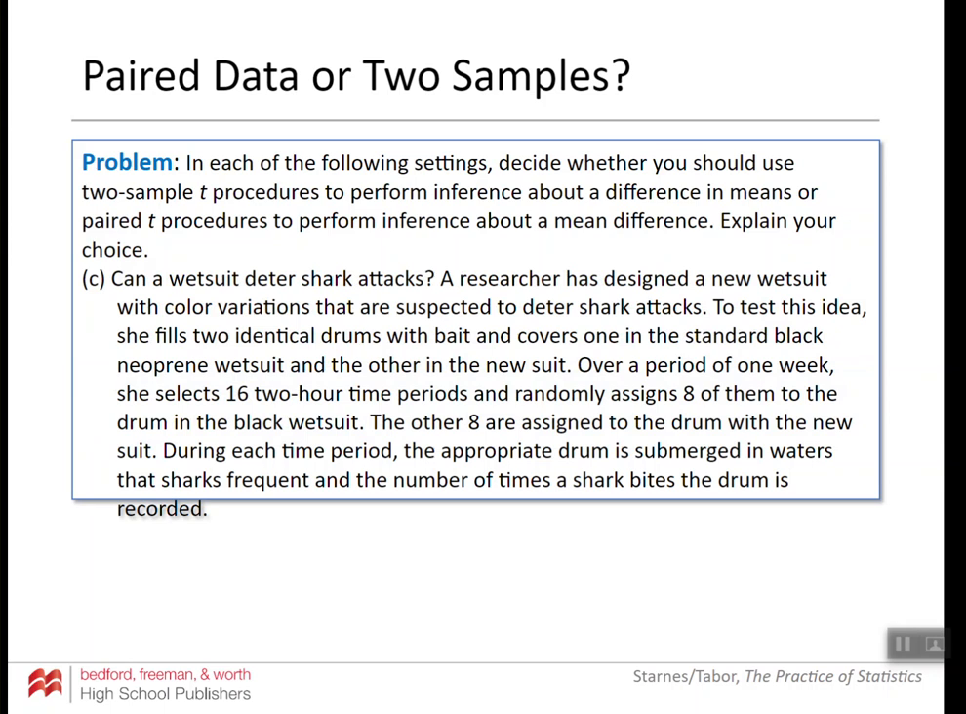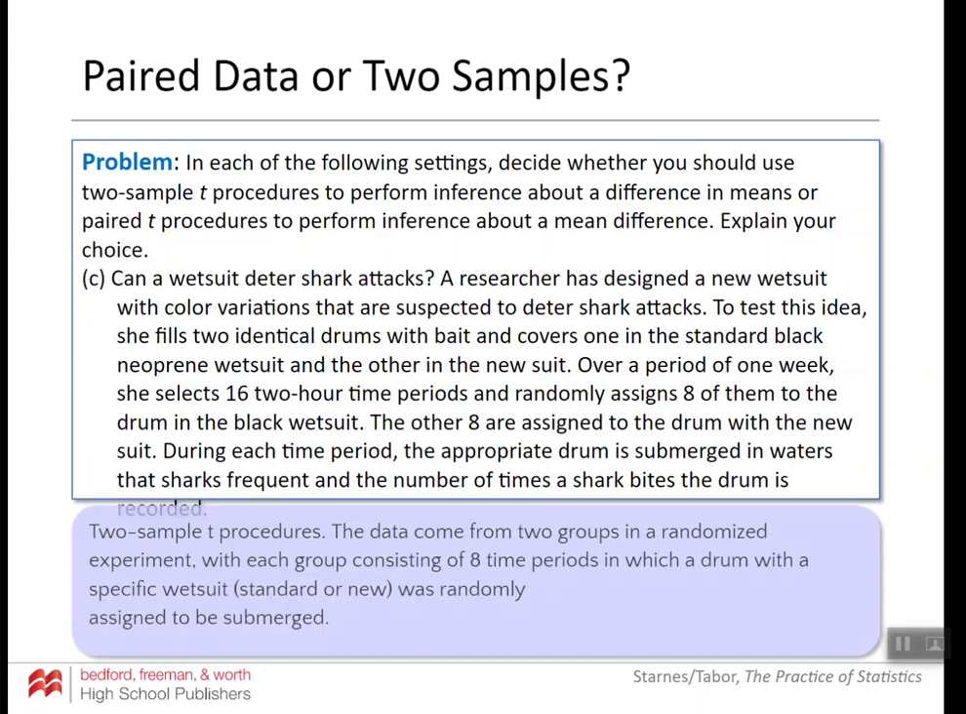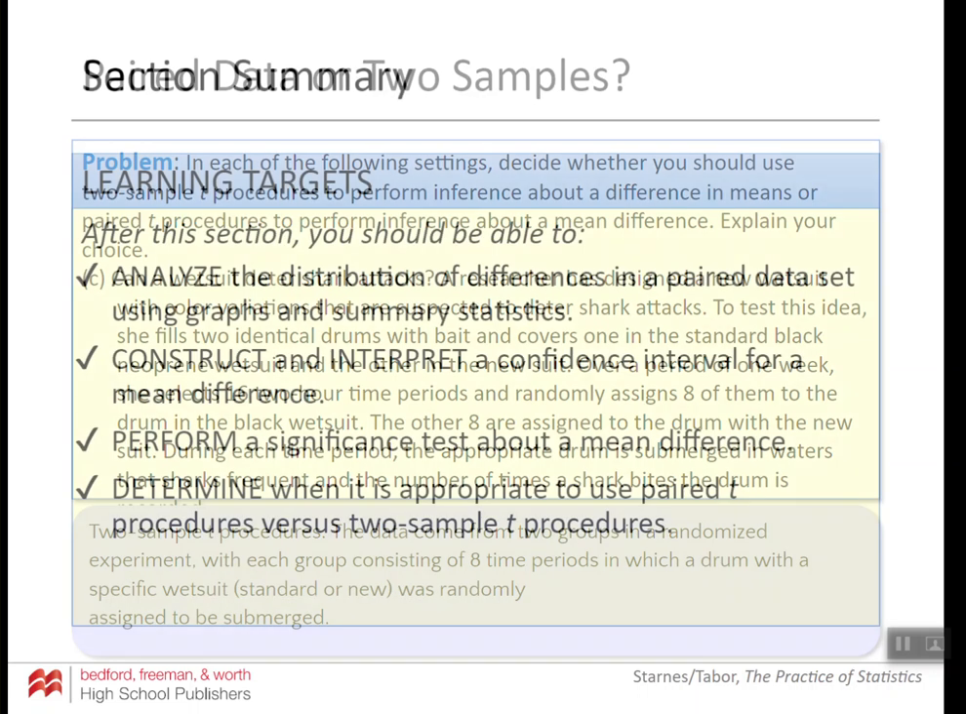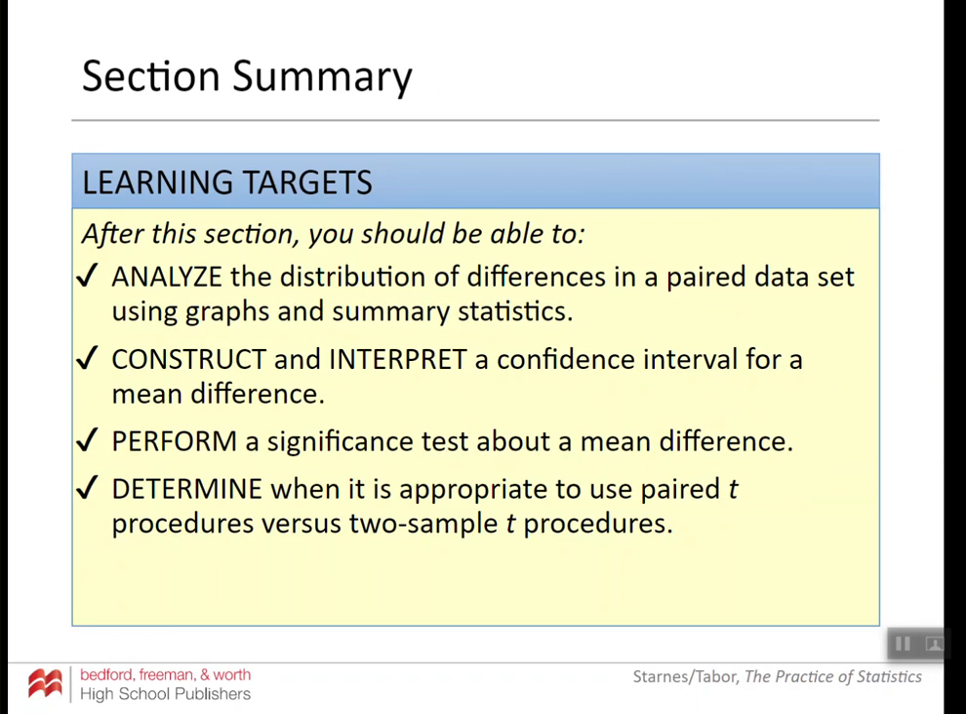This is going to be a 2-sample t-test. The data come from 2 groups in a randomized experiment, with each group consisting of 8 time periods in which a drum with a specific wetsuit, standard or new, was randomly assigned to be submerged. And that is it for Chapter 10.